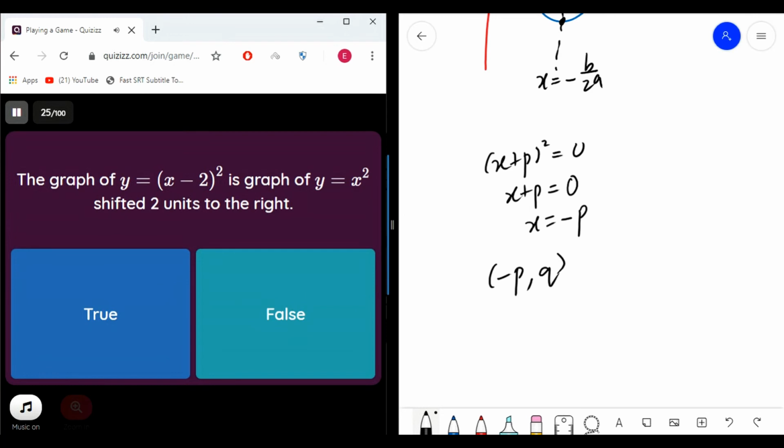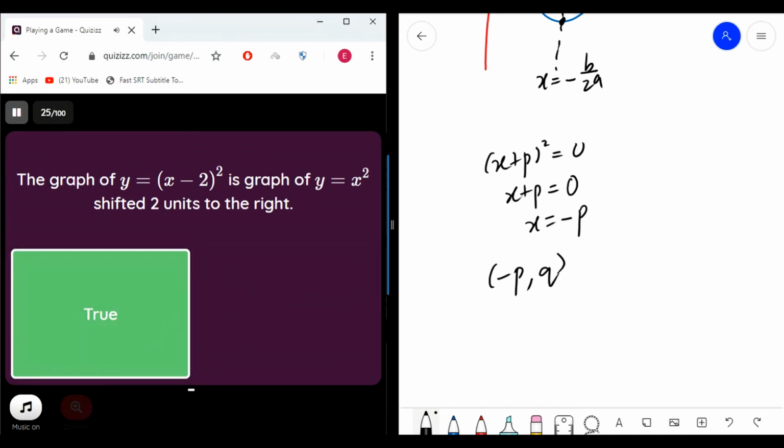Then next, you have a look at their axis of symmetry. For the first graph, y equals (x minus 2) squared, the axis of symmetry will be on x equals 2. Then for the second graph, y equals x squared, the axis of symmetry is x equals 0. When we compare the axis of symmetry of both of them, we can see that the axis of symmetry shifted 2 units to the right, meaning the whole curve is shifted 2 units to the right. Therefore, the statement is true.